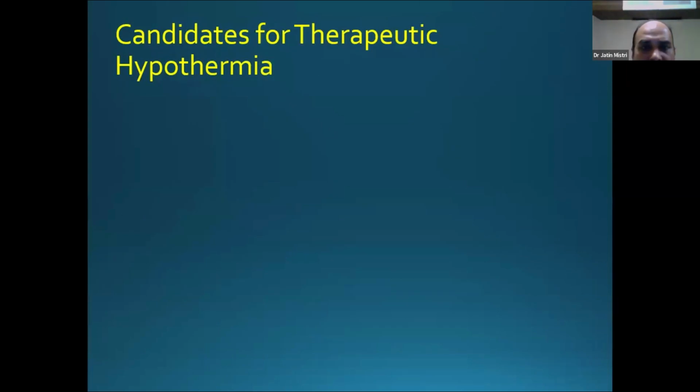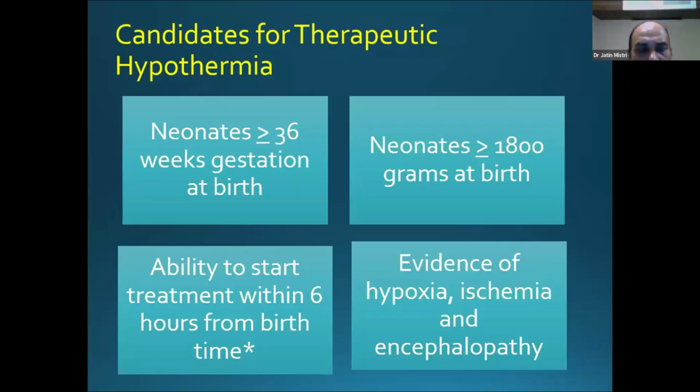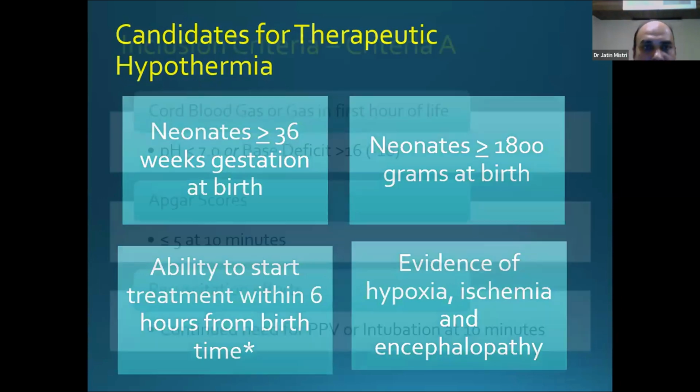Okay, so who are the candidates? A lot of studies have defined that it is only beneficial to babies who are more than 36 weeks of gestation, who have hypoxic ischemic events. The baby's weight should be more than 1.8 kg. You must be able to start therapeutic hypothermia before 6 hours after birth. That is the time. And you have to have evidence of hypoxia, ischemia, and encephalopathy. If you fulfill these criteria, this baby can benefit from therapeutic hypothermia.